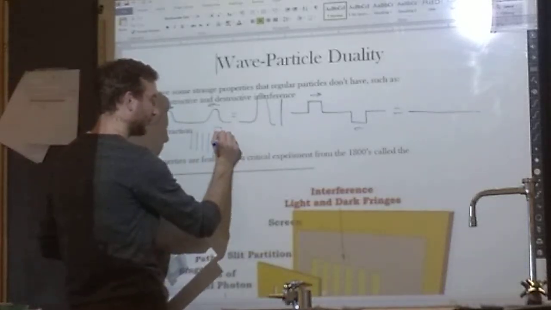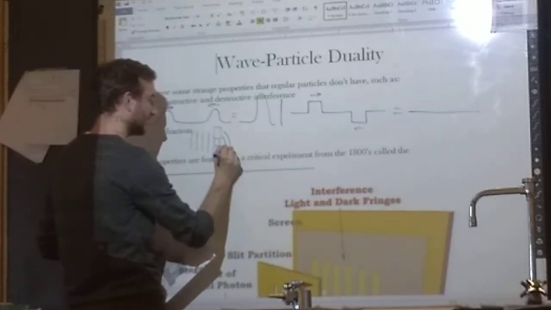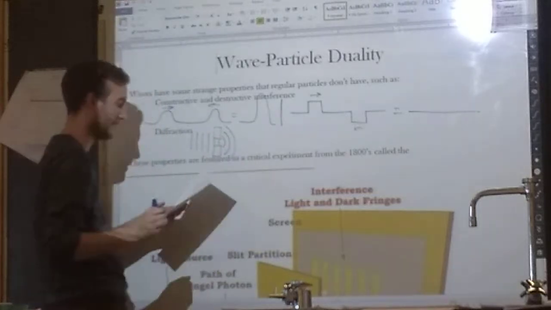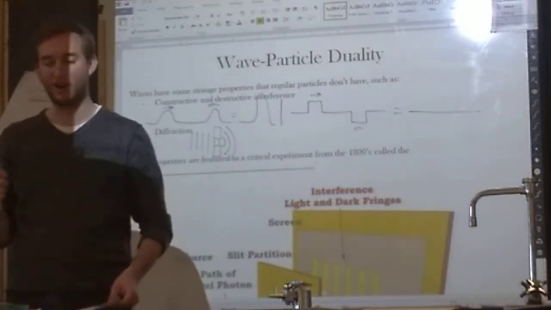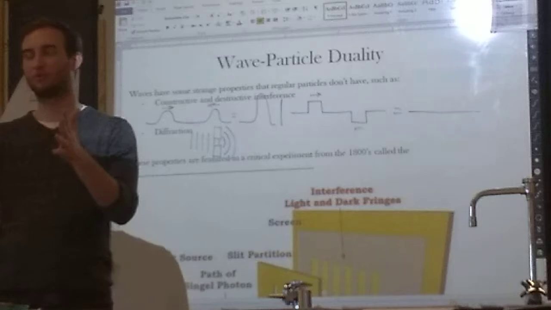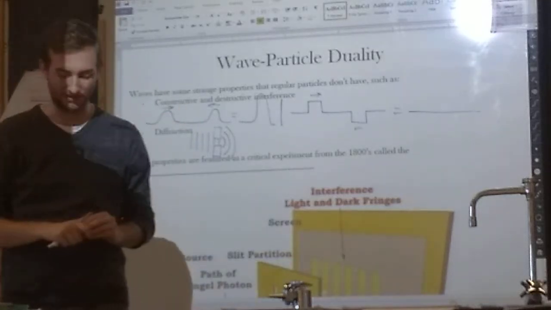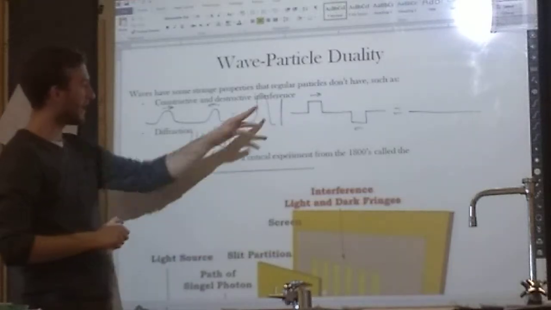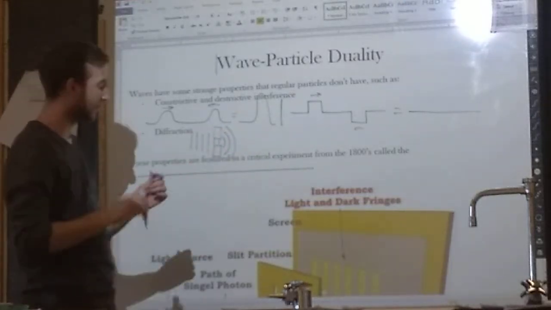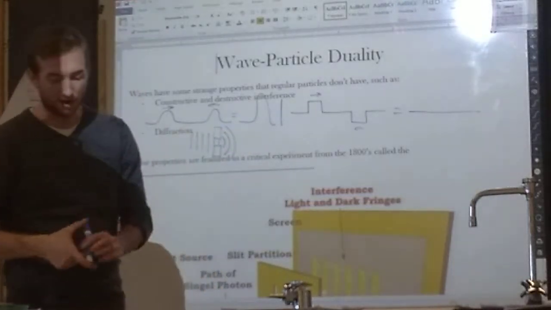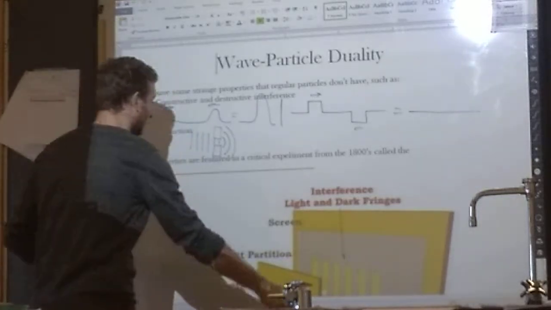Plane as in a flat surface, not like plain boring. But once they get through the opening, they have this tendency to spread out like this. That is diffraction. Waves spreading out once they get through an opening in a barrier and spreading out into the area behind that. So if you combine these two effects, interference and diffraction, you can get some really neat effects.